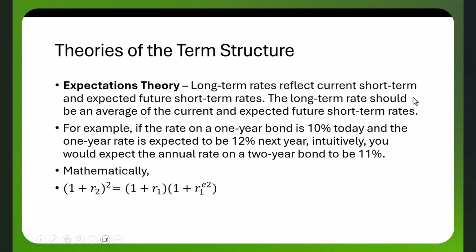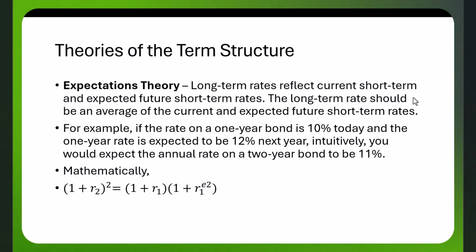So let's take a look at a few theories of the term structure. The expectations theory says long-term rates reflect current short-term and expected future short-term rates. So the long-term rate should be an average of the current and the expected future short-term rates. Let's take a look at an example. If the rate on a one-year bond is 10% and the one-year rate is expected to be 12% next year, intuitively you would expect the annual rate on a two-year bond to be 11%.